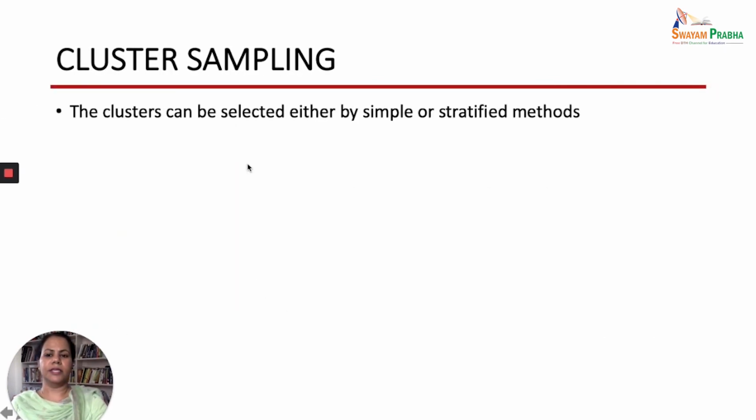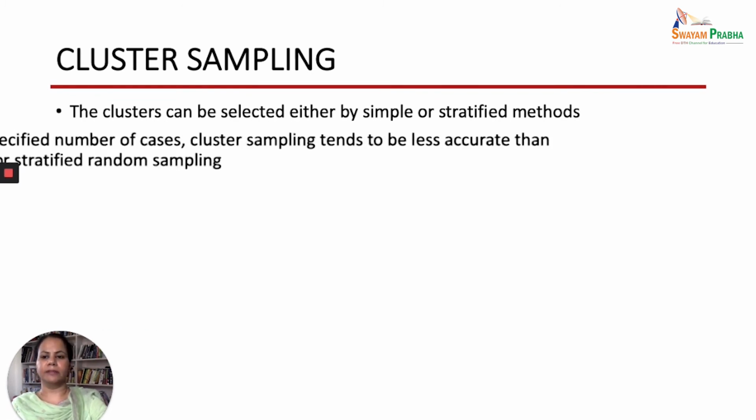The clusters can be selected either by simple or stratified sampling. Now the clusters can be randomly selected through simple random sampling, or strata can also be made. For example, if we are talking about nursing schools, we can make the strata rural and urban. So then you may select nursing schools from rural areas, and you may select from the urban areas also. So you can use either simple random sampling or stratified random sampling.